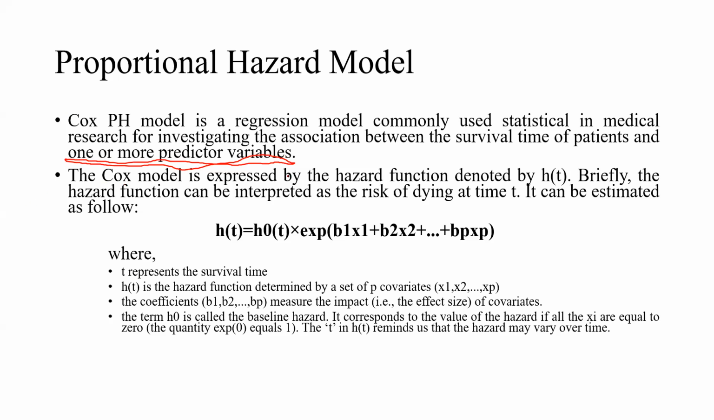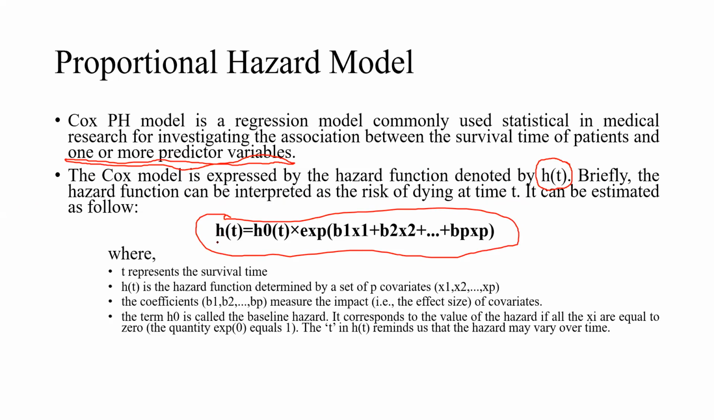The Cox model is expressed by the hazard function denoted by h of t. The hazard function is actually the force of occurrence of that event. Briefly, the hazard function can be interpreted as the risk of dying at time t, or risk of any sort of event of interest happening at time t. It can be estimated as follows. So this is the equation of the Cox proportional hazard model. Don't worry, I just put this to give you the connection between this and linear regression, so that you will understand the generalized linear model. This is also part of a generalized linear model.